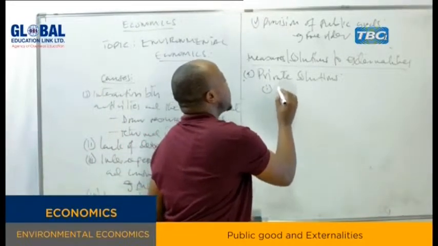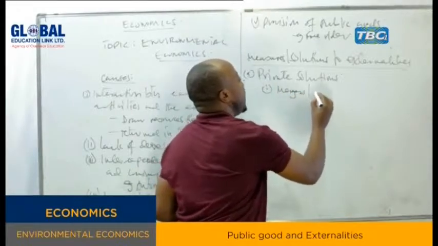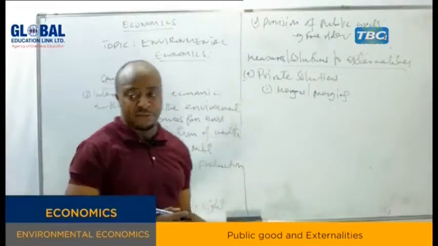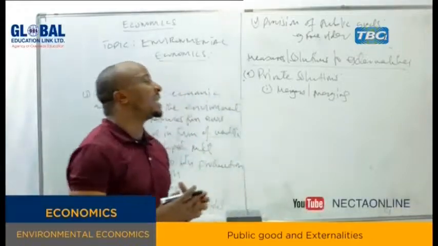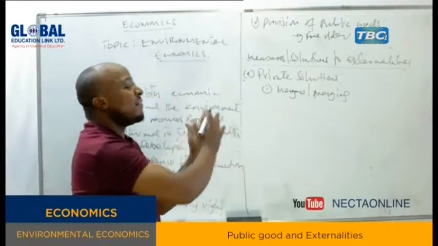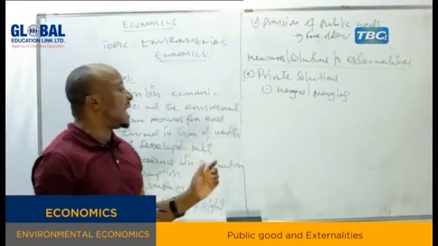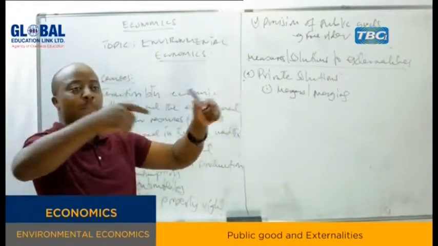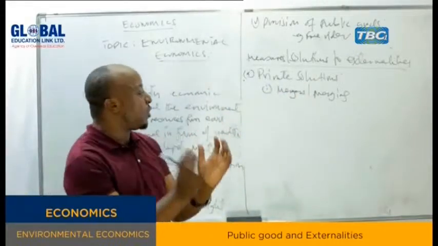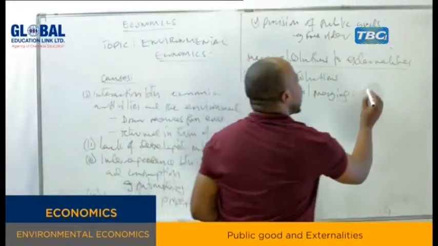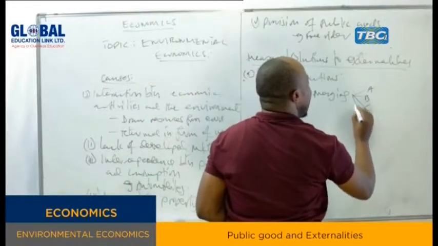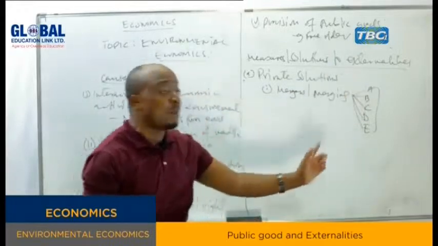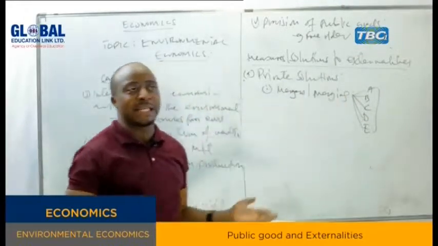For example, number 1, the use of mergers, or merging. To merge means to join. Here, different firms doing the same business or activity can join, from having many firms to having only one firm. For example, let's say in a certain area there are 5 industries doing the same activity, and each industry is causing pollution. We have industry A, B, C, D, and E. All of these industries are producing the same good. Let's say they are all located in one area and producing cement. That's an example.